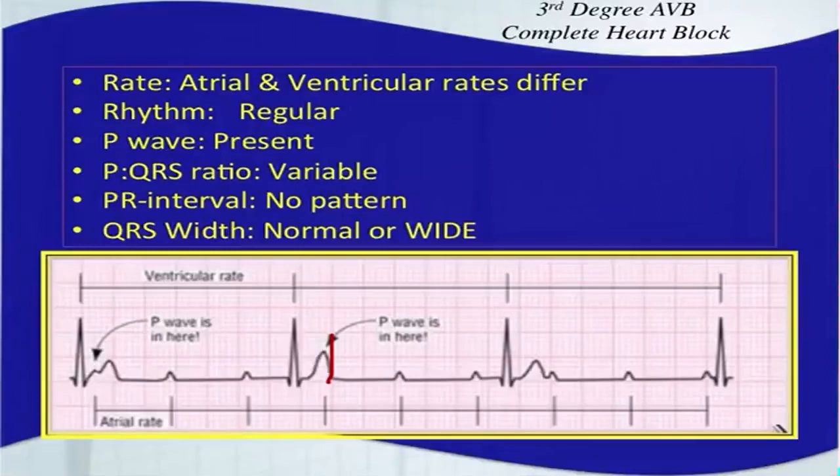Both the rhythms will be regular. Your atrial rhythm will be regular, and your ventricular rhythm will be regular. But they are not associated with one another. Even if you see a P wave before the QRS complex, you'll notice that it's just continuing throughout its pattern. That just happens to be a coincidence that it fell right before it. The PR interval, there is none. There's no pattern to the PR interval.